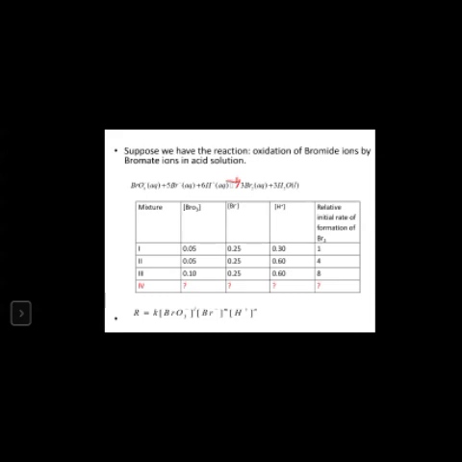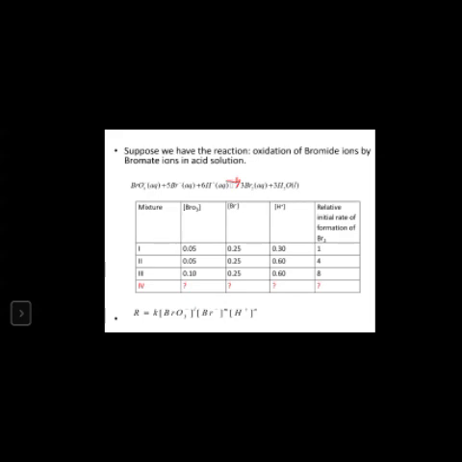Then I moved to experiment 2. Look at how I kept the first one, the bromate, constant at 0.05. Look at how I kept the bromide constant at 0.25. Look at how I doubled the concentration of the acid to 0.60. Immediately I did that, the rate of formation changed to 4. I told you, if you double the concentration and the relative rate increases 4 times, quadruples, it means the order with respect to the proton, or the acid, is 2.